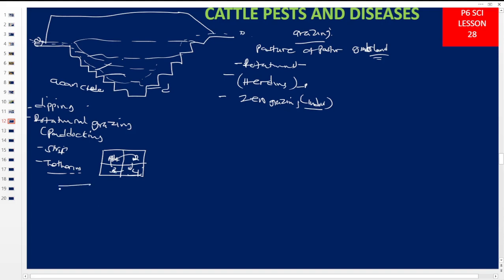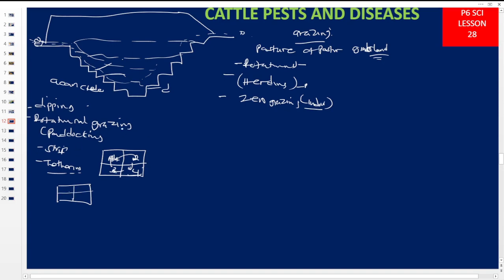Then strip grazing is similar to paddocking, but here we use strips. We use strip wires, so it's not a permanent building. You can use barbed wires, and you can put on electricity. We use strip wires.